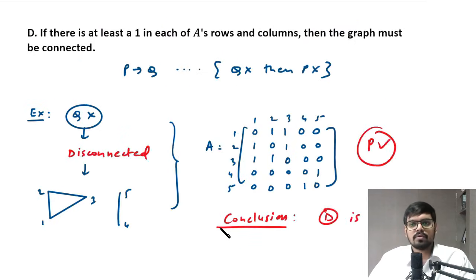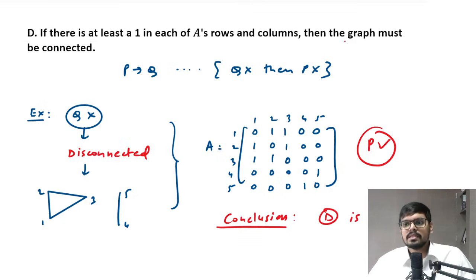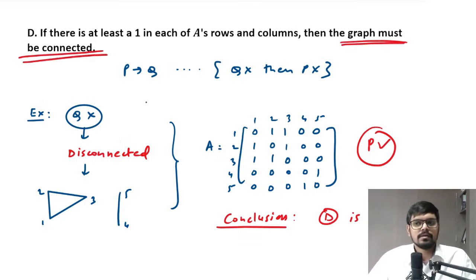If yes, try for statement D. If there is at least a 1 in each row and column, then the graph must be connected. Again, this is an if-then one-way condition. So P implies Q, again same technique. Q false, then P should be false, then only this statement is true. If P is true, then this conclusion is false. Same technique. So Q false I will take. What is Q here? The Q says the graph must be connected.